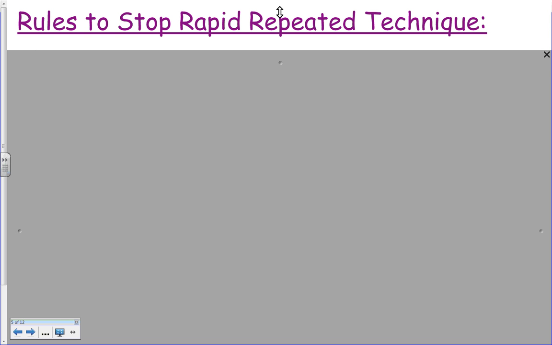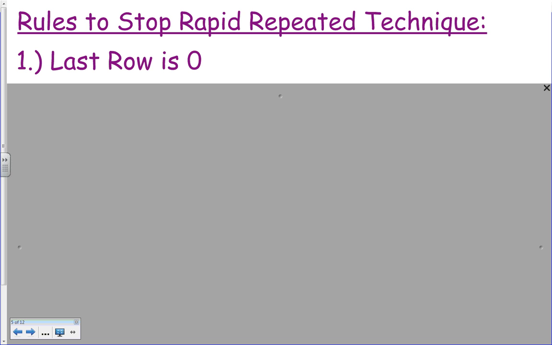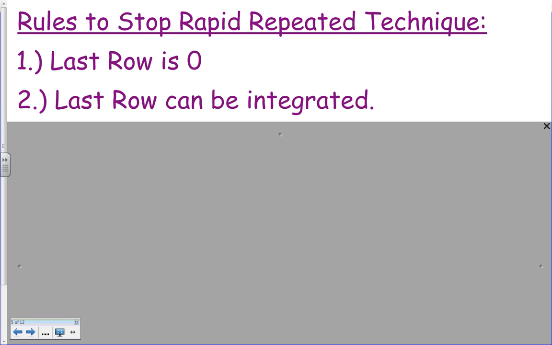All right, let's talk about the stopping condition. When do I know to stop this process of rapid repeated integration by parts? So the rules to stop the rapid repeated technique. The first thing is if the product of the last row is 0, you're done. Because if you keep taking derivatives of that 0, obviously you're going to keep getting 0. So that's not going to do anything for you. So if you get to a 0, that's actually really nice. We saw that the integration is already done for you, because the integration of 0 is plus c.